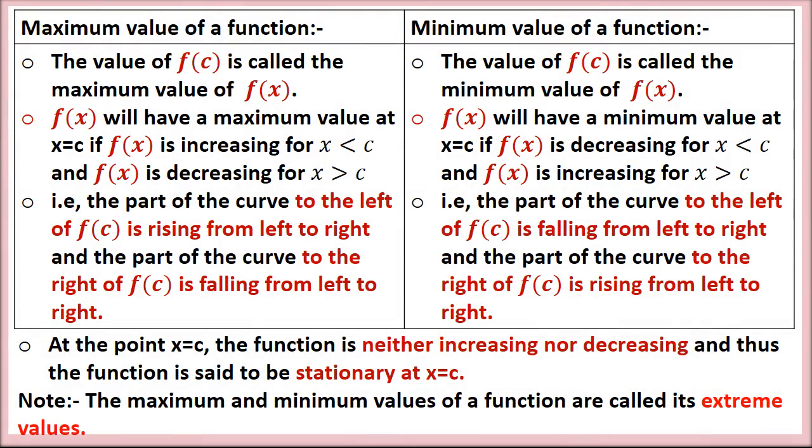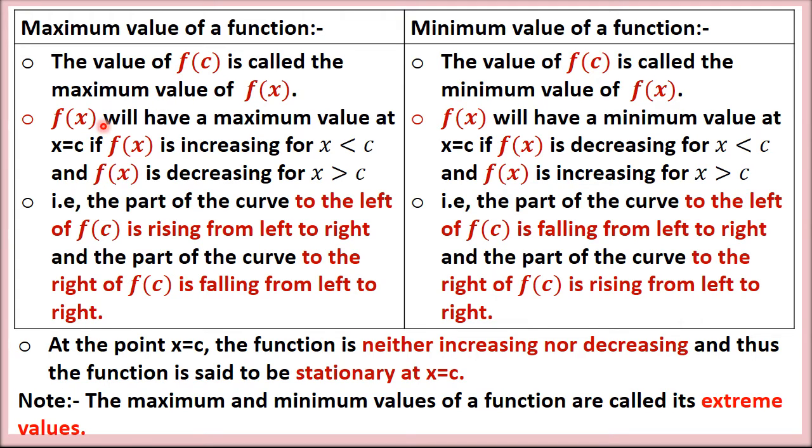Here, the important points about the maximum and minimum value of a function are written separately. The first point, for maximum value: the value of f of c is called the maximum value of f of x, because at f of c the function has the peak point and all the remaining f of x are less than f of c.